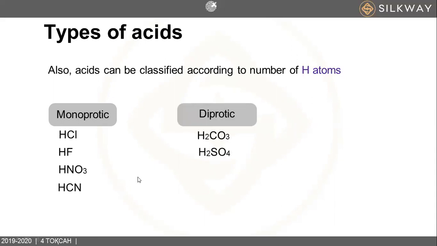Diprotic. Di, it means two. If acids contain 2 atoms of hydrogen, we classify them like diprotic acids. And examples of diprotic acids are carbonic acid and sulfuric acid. Here is 2 hydrogen, it's also 2 hydrogen. And example of triprotic acids is H3PO4, phosphoric acid, and it contains 3 atoms of hydrogen.